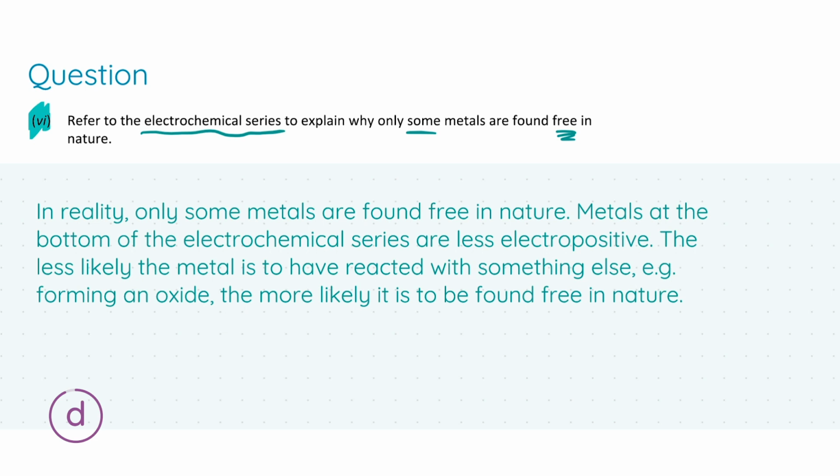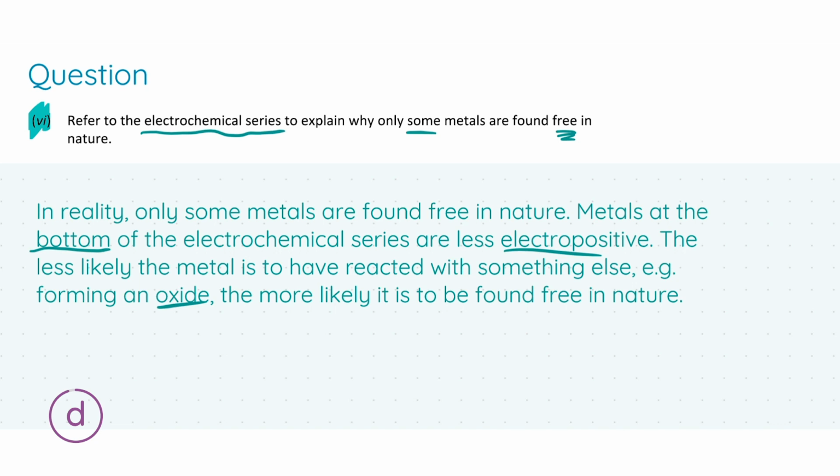In reality, only some metals are found freely in nature. Metals at the bottom of the electrochemical series, so bottom here being the important thing to notice, are less electropositive. What this basically means is that the less likely the metal is to have reacted with something else, for example forming an oxide or a salt, the more likely it is to be found freely in nature. You can approach this from several different ways.